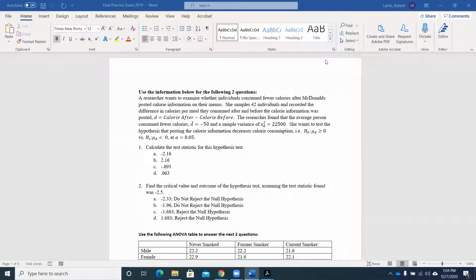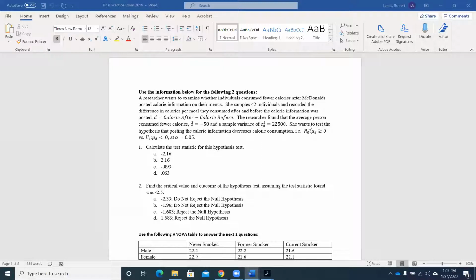So going back to after the second exam, so we're going back quite a ways here, but we've got this example where we were curious about whether or not people consume fewer calories after calories were posted on the McDonald's menu. We sampled 42 people. We then calculated this difference variable, which was just their after calories minus their before. So you find that the average difference in calorie consumption was negative 50. You have a variance on that difference of 22,500.